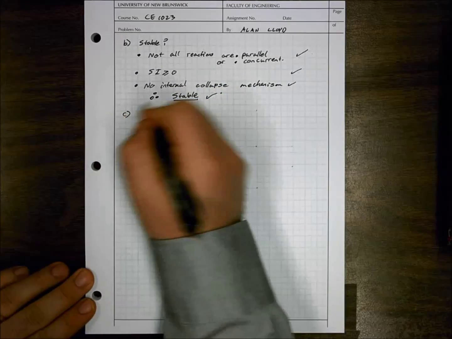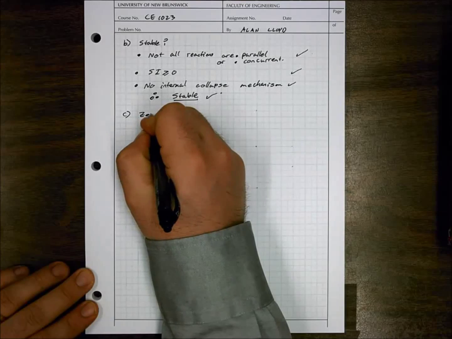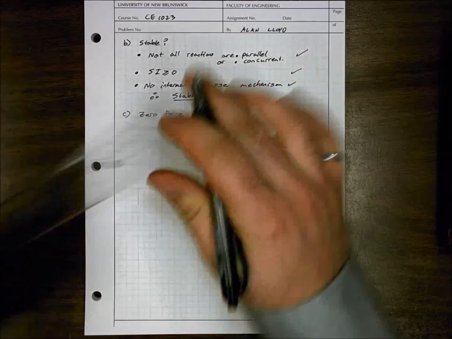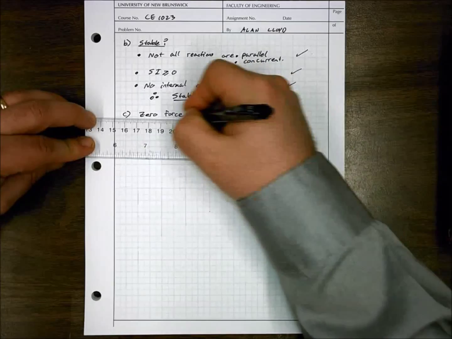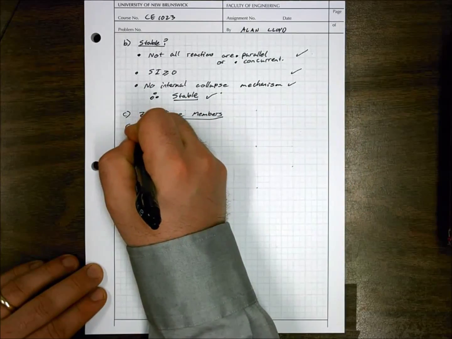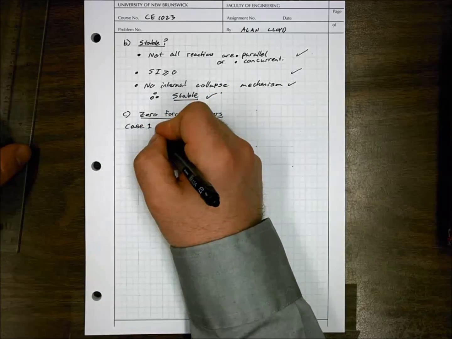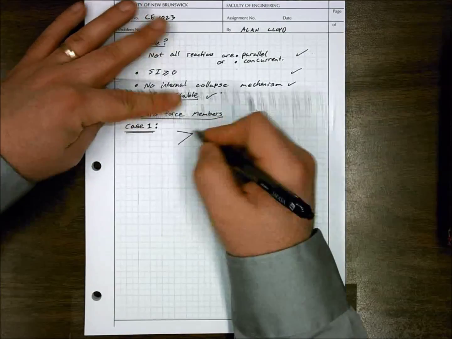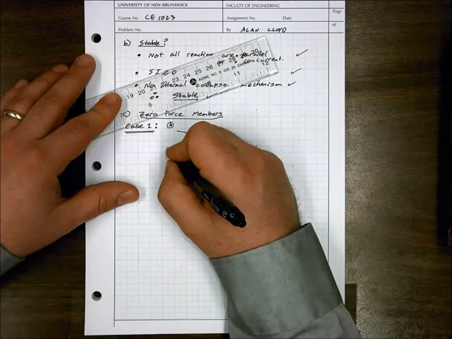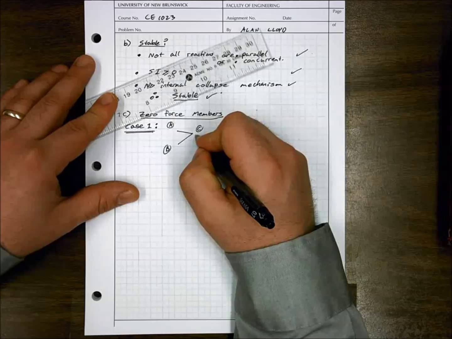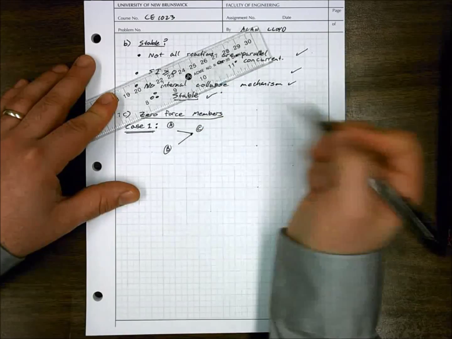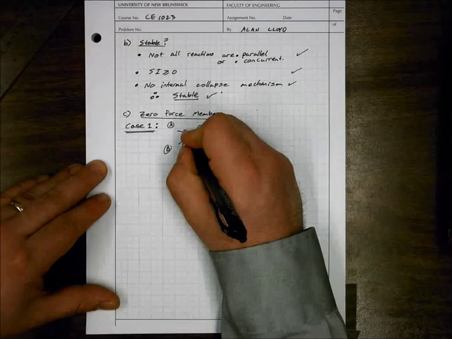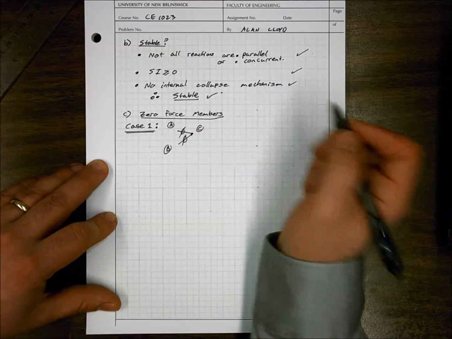So, if we look at problem C here, we're asked for 0 force members. So, we can say that we have 2 conditions for 0 force members. We have case 1, which we just named case 1 for this class. We have 2 members framing into a joint. So let's say we have A somewhere over there, B somewhere over there, and joint C here. And there's no external force at that joint, and there's no reaction at that joint, and the members themselves are not collinear. In other words, they come in at some angle. Then we can say that AC and BC are both 0 force members.